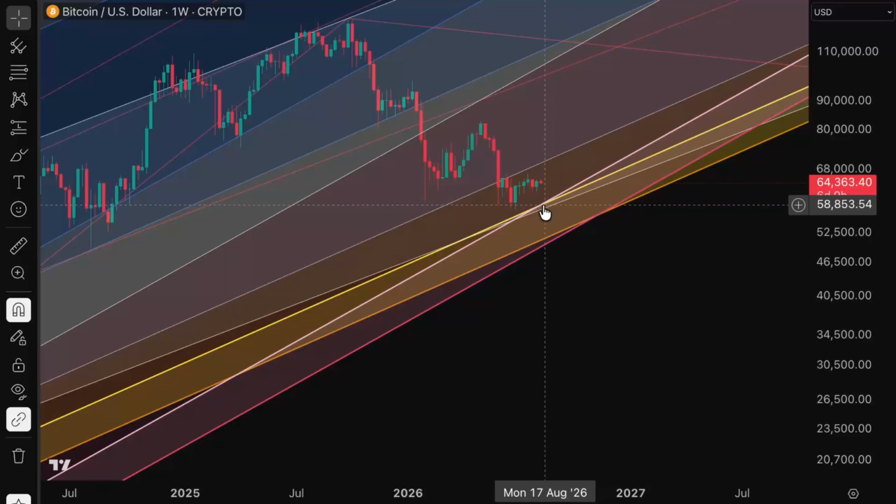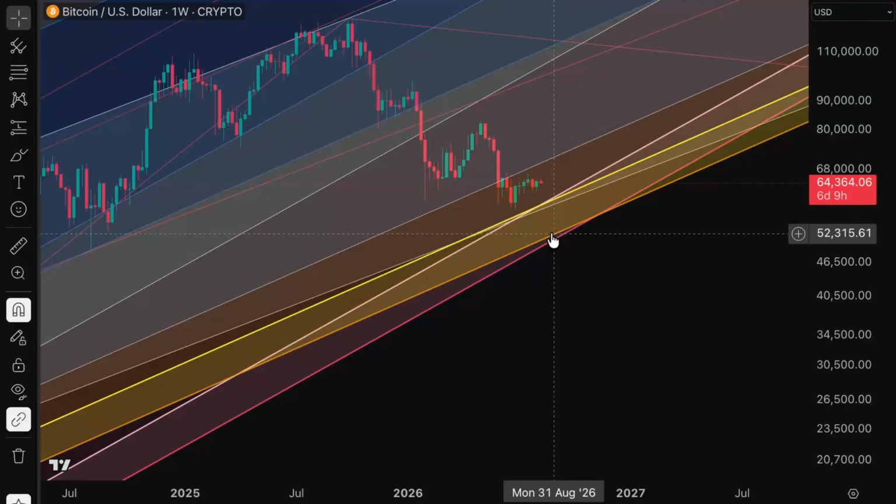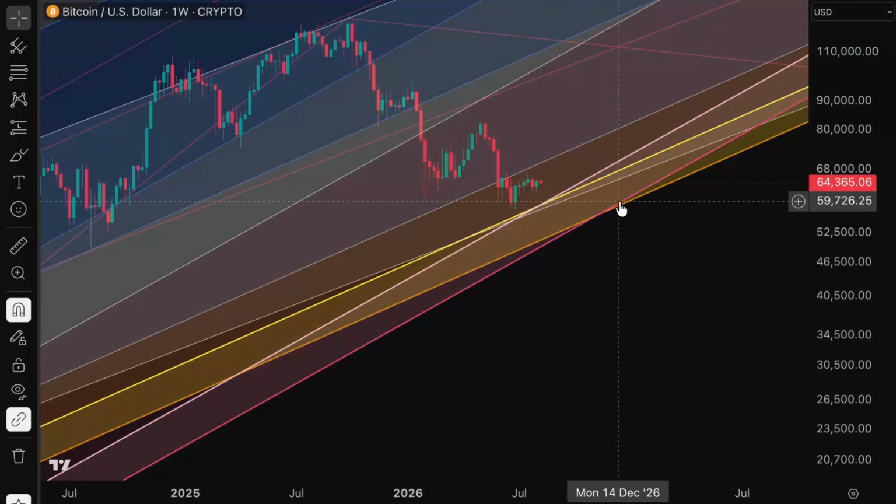So the thing is that these levels are moving with time. So right now, for example, the levels are around 58k, but in a few months it could be at 64k, right? And the same goes for the bottom. Right now it's at 52k, but over time in December it will be at 60k.